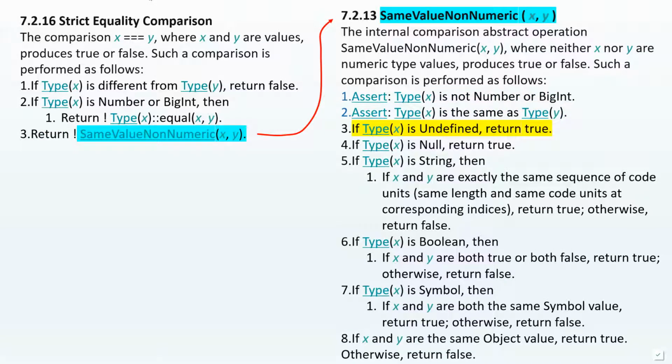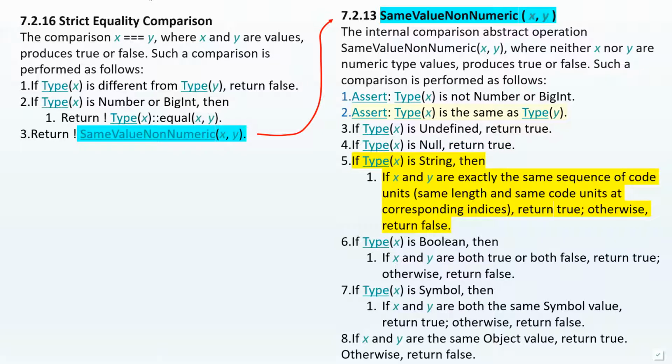If type x is undefined, which of course also means that the type of y must be undefined because the two types are the same, we must return true. So writing undefined strict equality operator undefined returns true. This is where this rule comes from. If type x is null, we should also return true. Again, this is why null strict equality operator null returns true.